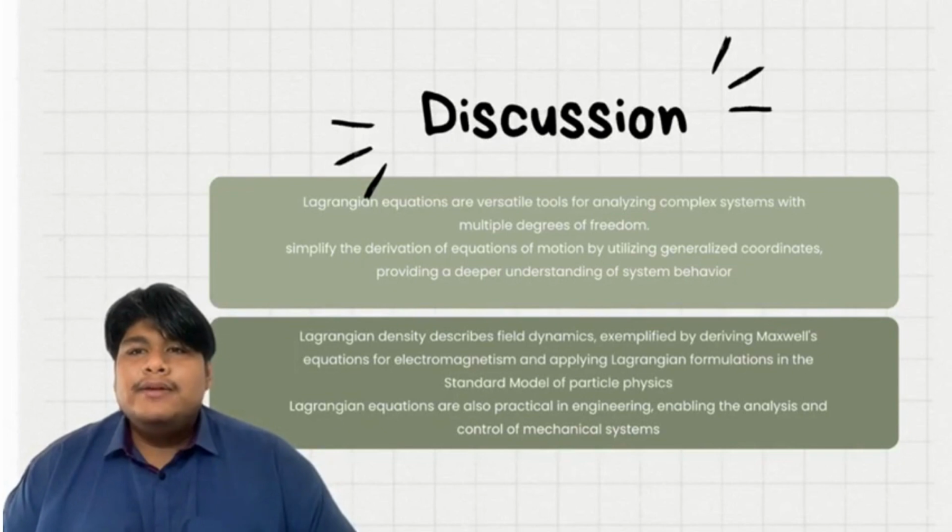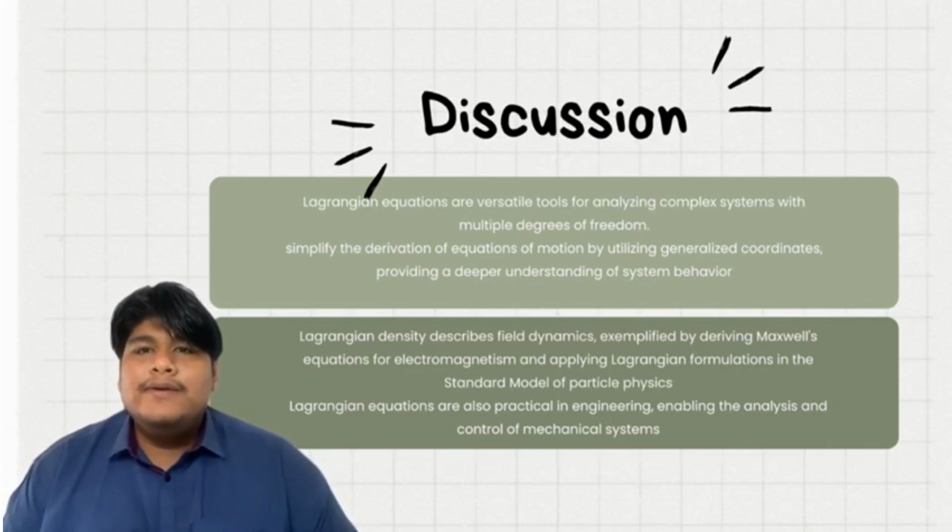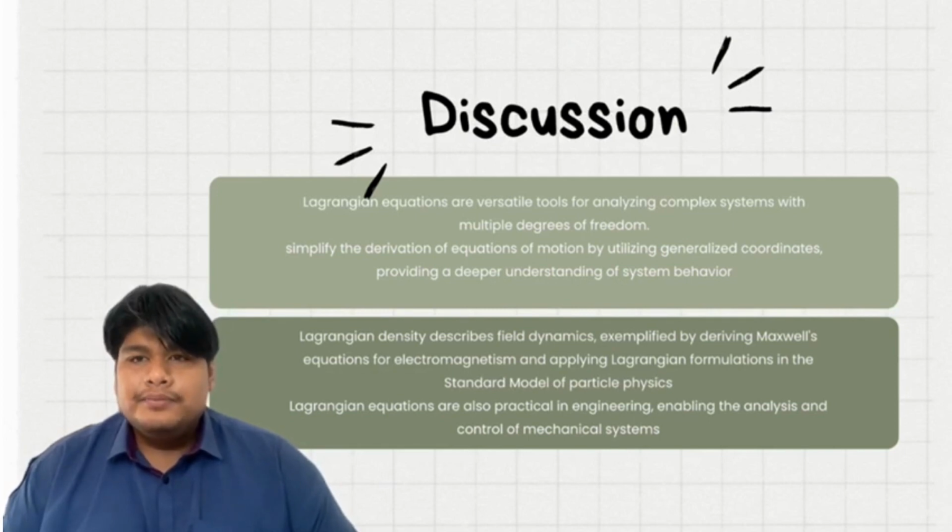They simplify the derivation of equations of motion by utilizing generalized coordinates, providing a deeper understanding of system behavior. And Noether's theorem connects the Lagrangian equation to the derivation of conservation laws, such as angular momentum conservation from rotational symmetry. In quantum mechanics, the path integral formulation based on Lagrangian mechanics calculates transition amplitudes and probabilities by summing over all possible paths, contributing to quantum field theory and probabilistic interpretation.